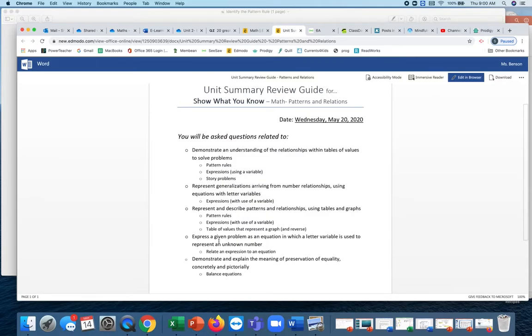The next thing is express a given problem as an equation in which a letter variable is used to represent an unknown number. So that's the exact same thing. I don't even know why that's a specific thing, but anyway, we've done that.